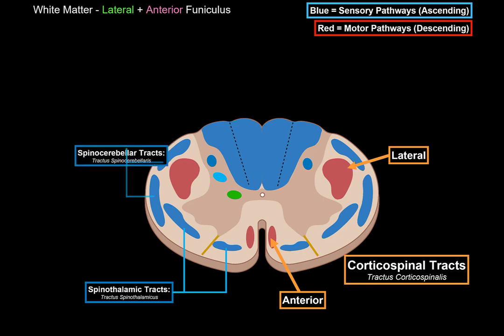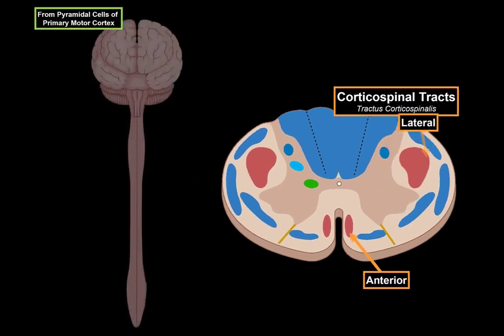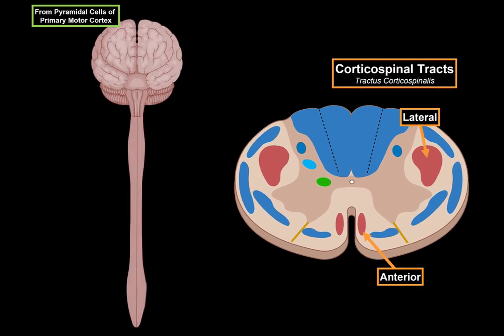These tracts start with the name cortico, meaning they come from the pyramidal cells of the primary motor cortex, so they're pyramidal tracts. Now the lateral and the anterior corticospinal tracts descend differently, but they both synapse with the motor nuclei to stimulate motor fibers in the anterior root of the spinal nerve.